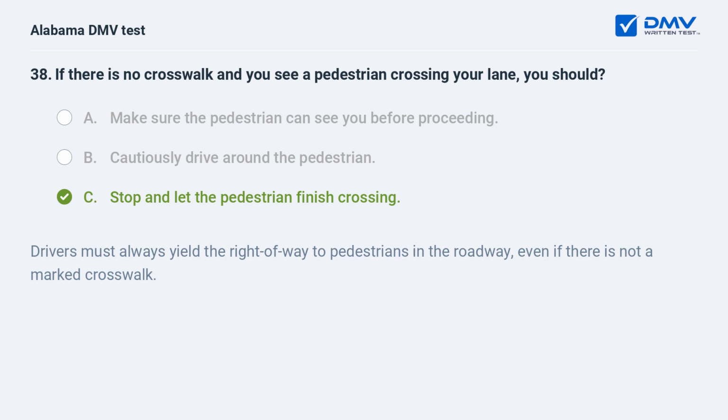Drivers must always yield the right-of-way to pedestrians in the roadway, even if there is not a marked crosswalk.